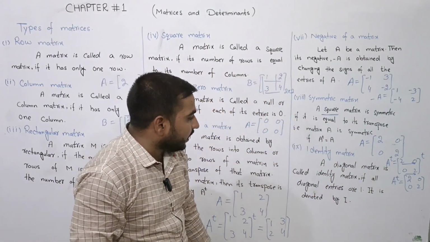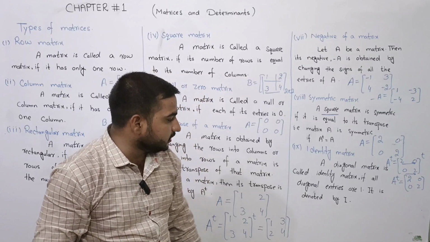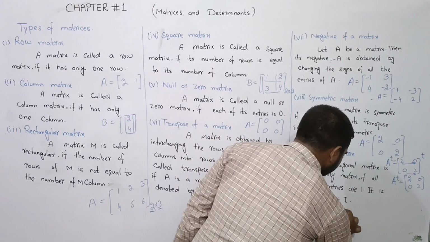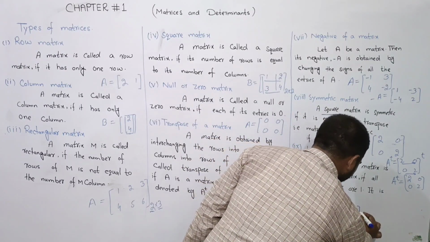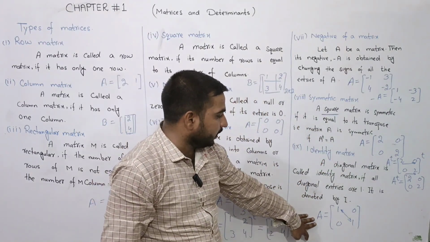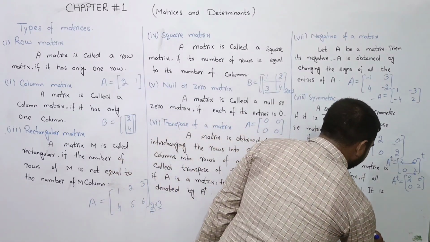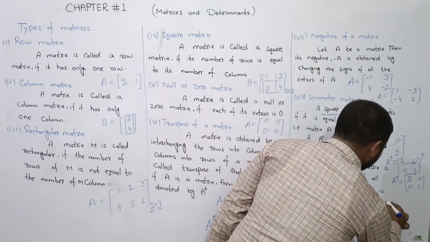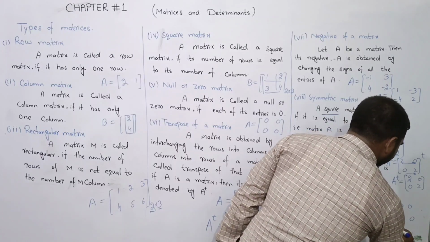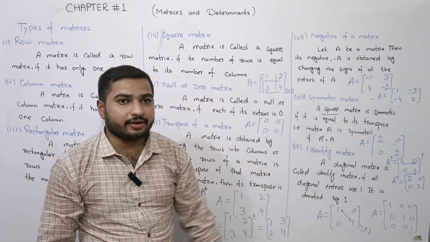Identity matrix. A diagonal matrix is known as the identity matrix if the diagonal entries are equal to 1. For example, A is 1, 0, 0, 1. The diagonal entries are 1. That is why this type of matrix is known as the identity matrix. The order of this matrix is 2 by 2. We write it in 3 by 3. A is equal to 1, 0, 0, 0, 1, 0 and 0, 0, 1. This is the identity matrix of order 3 by 3.